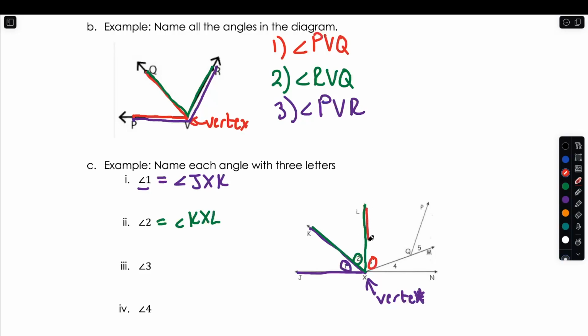goes from L to X to Q or M. Either one of those works. But I'm going to write L, X, Q. One more angle. Angle number 4 goes from M to X to N. So angle 4 is equal to MXN.